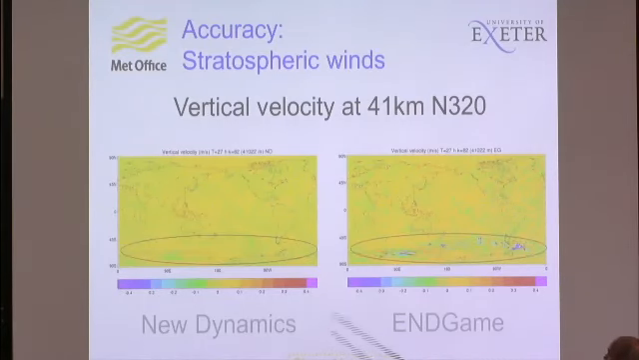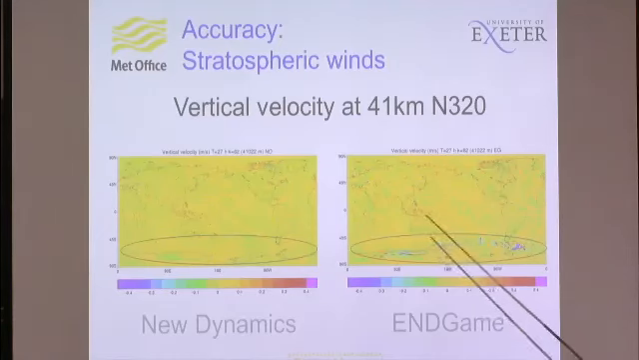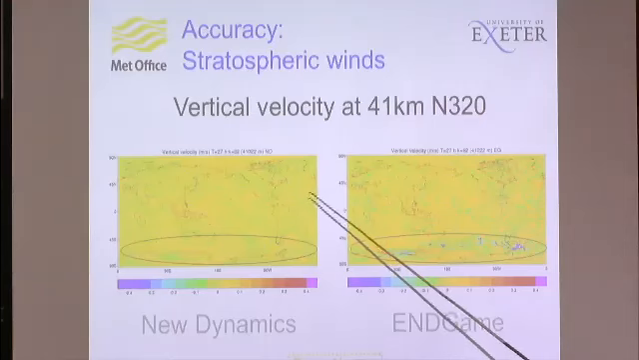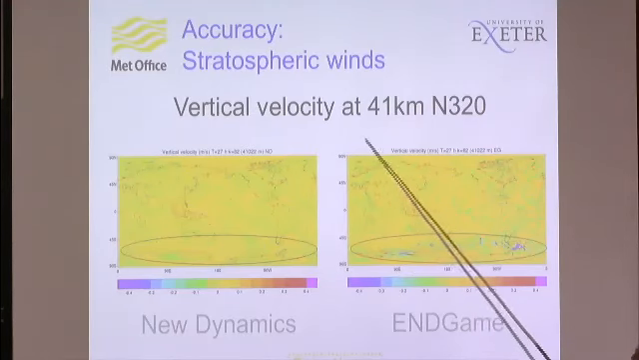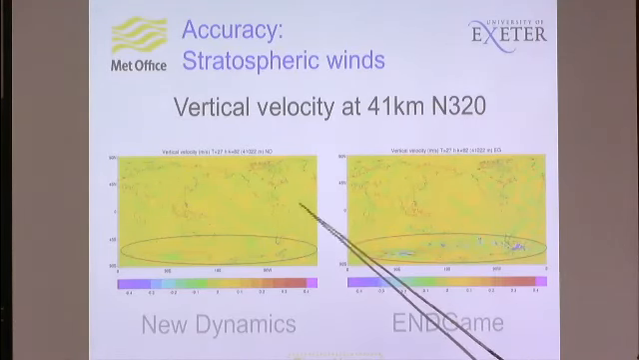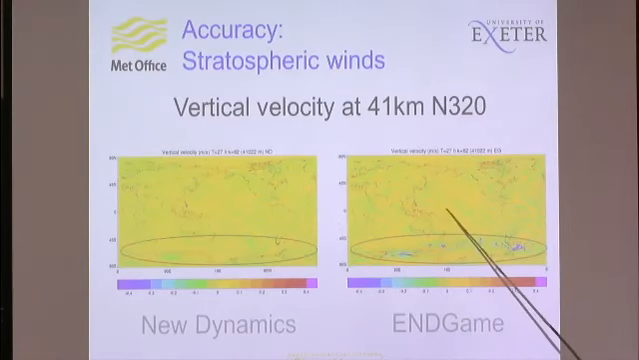So I mentioned some of the extra accuracy Endgame gets, particularly the off-centering of the semi-implicit scheme. This is very similar to a plot I think Kevin showed earlier in the week. In particular, this is vertical velocity high up in the atmosphere in a high-resolution run, with the new dynamics on the left, Endgame on the right.